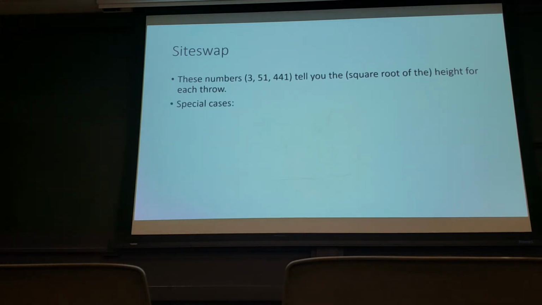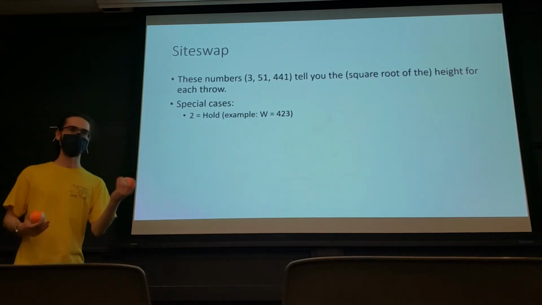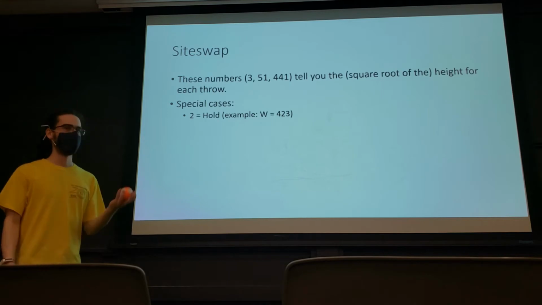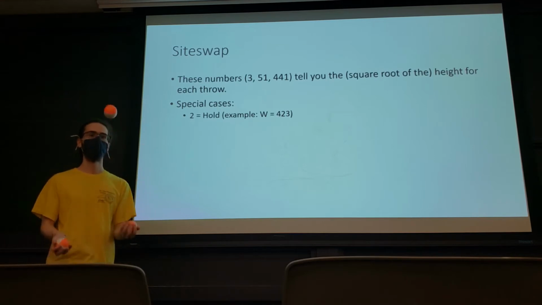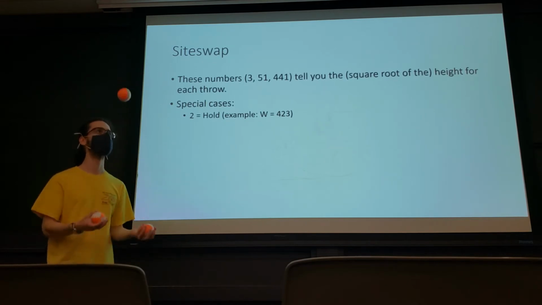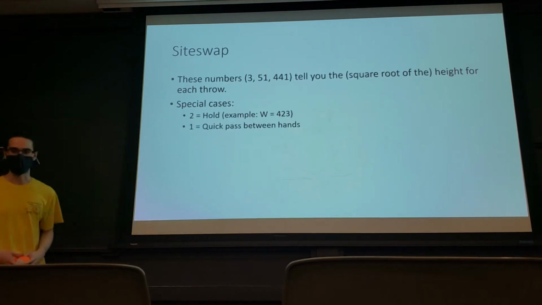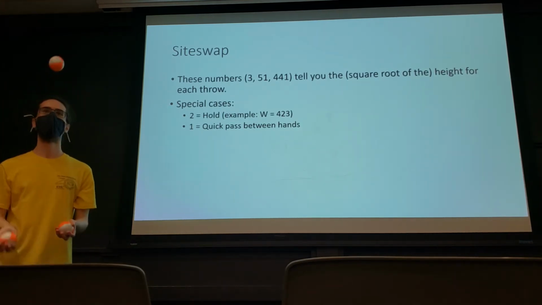There are also some special cases. For low numbers, sometimes you don't even throw the ball. A 2 just means you hold onto the ball. If you think about what a 2 would mean, you'd throw it, your other hand does something, and then you catch it immediately in the same hand. So you might as well have not thrown it at all. So 2 is realized as just holding onto the ball. The W pattern is 4, 2, 3, 4, 2, 3, and so on. A 1, as we saw, is a quick pass between hands. So this is just doing 1, 1, 1, 1, or 5, 1, 5, 1, 5, 1.